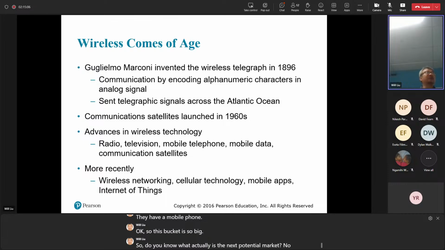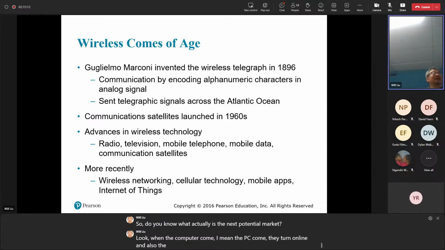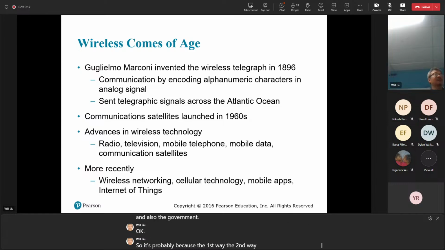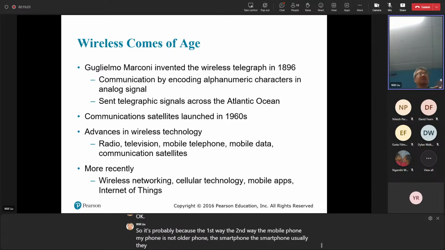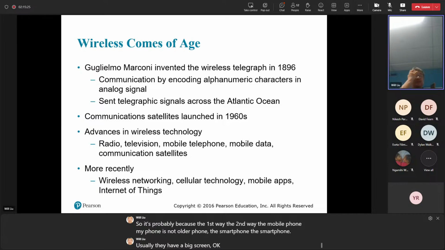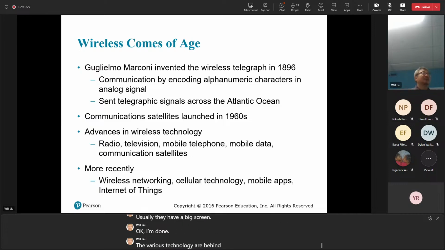You know, when the PC comes, it changes our lives, and they also make a lot of money. So we call it the first wave. The second wave is the mobile phone, the smartphone. It's not the old phone; the smartphone comes, and it usually has a big screen. Definitely various technologies are behind it. They penetrate our life even now. There are more and more apps coming in, and they make a lot of money, right?